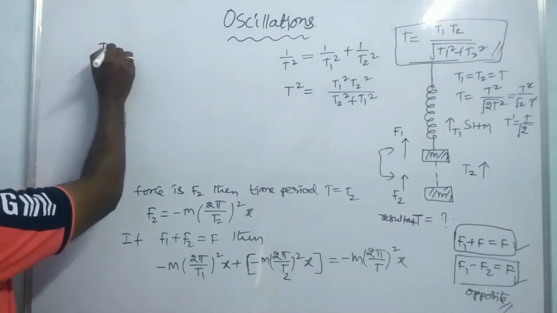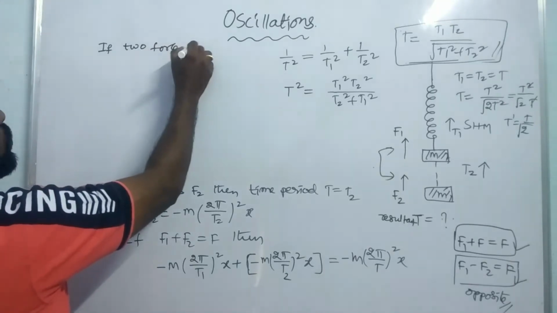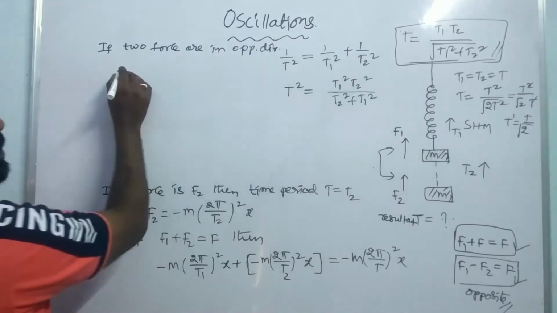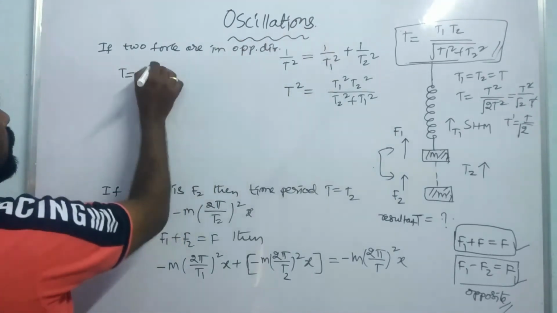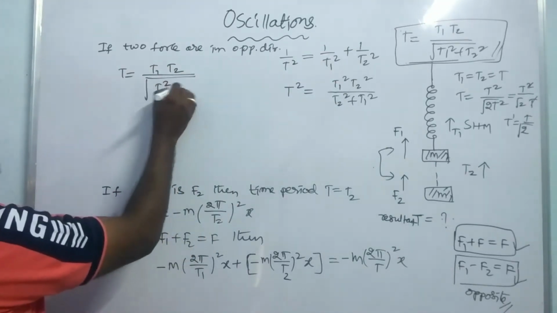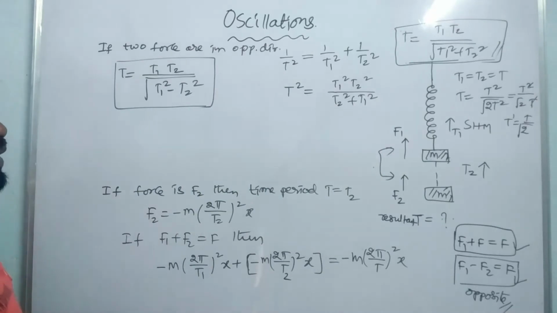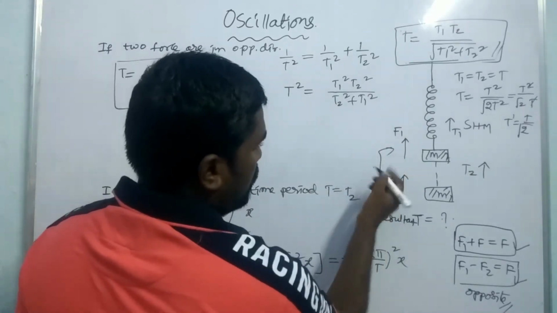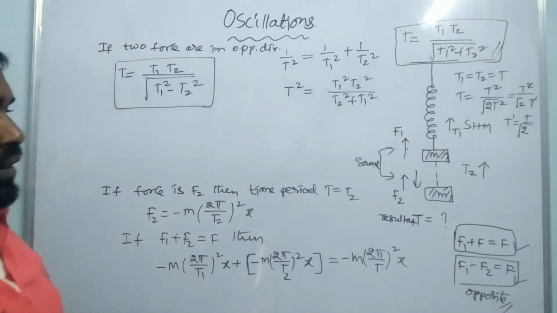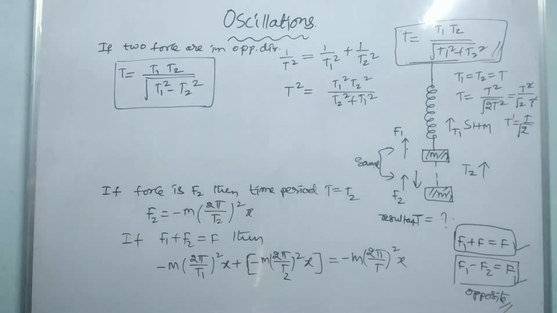In this case, if two forces are in opposite direction, then you can write t is equal, from that equation, t1 t2 by under root of t1 square minus t2 square. This is the time period if two forces are in opposite direction. So then the common time period should be t1 t2 by under root of t1 square minus t2 square.